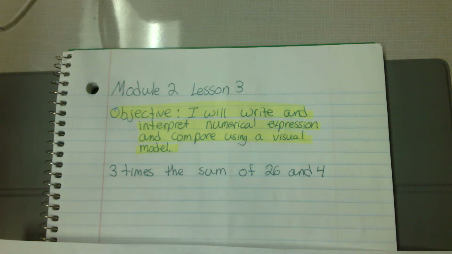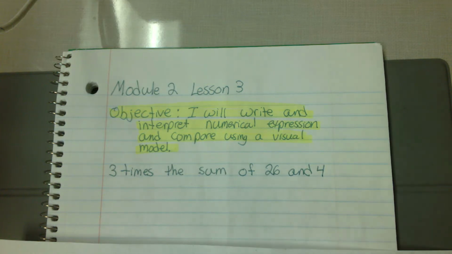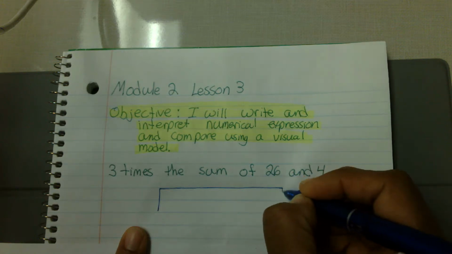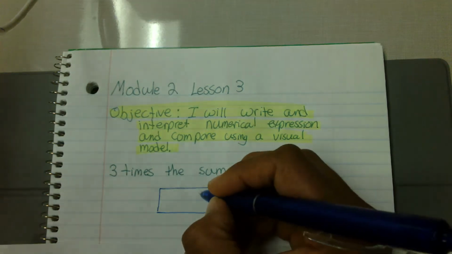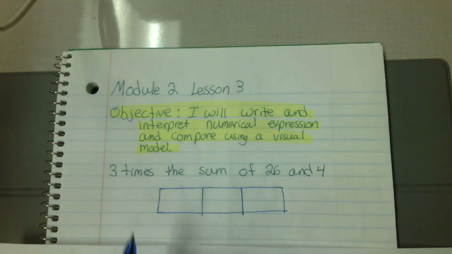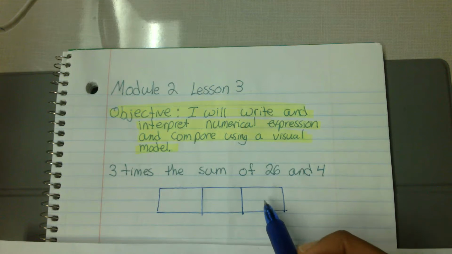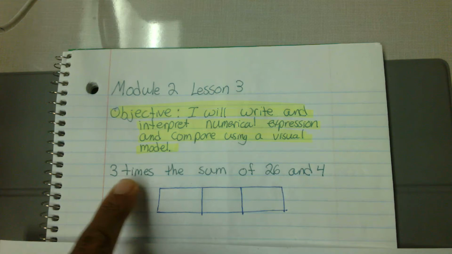So here is the first word form. It says 3 times the sum of 26 and 4. So I'm going to think the total value of these is, I'm going to draw a tape diagram. So remember, a tape diagram looks like a piece of tape, so it's just a rectangle here. And I need 3 times. So that means I need 3 groups in here. So I'm going to draw 2 lines to represent 3 groups. So now I have represented 3 times, right? Whatever we're going to put in the center, this is 1 time, this is 2 times, this is 3 times. We don't know what's in the center yet, but I have just shown how many times we're going to do something.